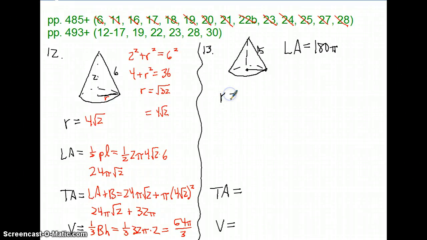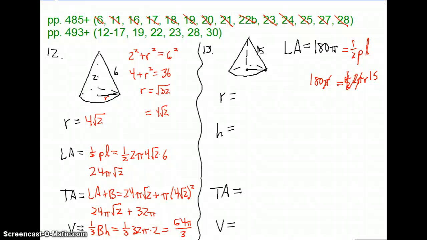Okay, in this one, they gave us a lateral area, and you want to find all this other stuff. All right, so radius is going to be involved in this. This has to equal half PL. And they gave us the L, so that's good. First of all, I know that P had to be 2 pi r, and L, they told me, is 15. If that equals 180 pi, then great. I know the pi's cancel, the half and the 2 cancel each other right there. I have 180 divided by 15, which is r.